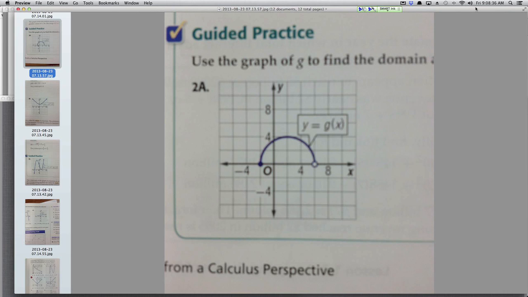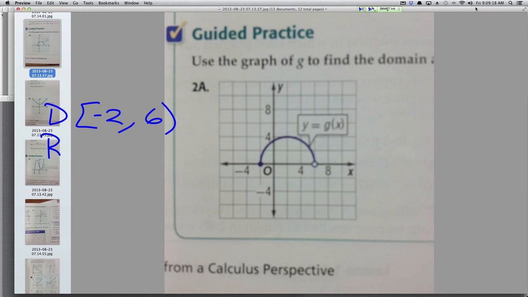So can somebody give me what they think the domain would be on this problem? -2 to 6. All right. What do you want to put on the -2? A bracket. And what do you want to put on the 6? A parenthesis. Everybody agree with that? That is correct. Everybody understand why there's a bracket here? There's a bracket because I've got a closed circle, and there's a parenthesis on the 6 because I have an open circle. So that's the domain.